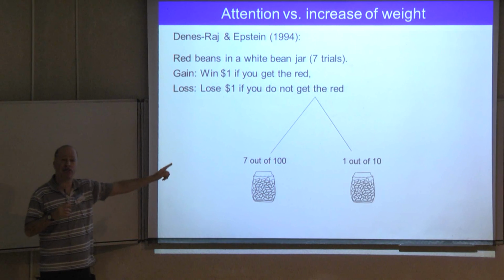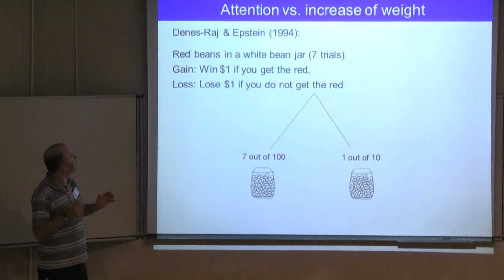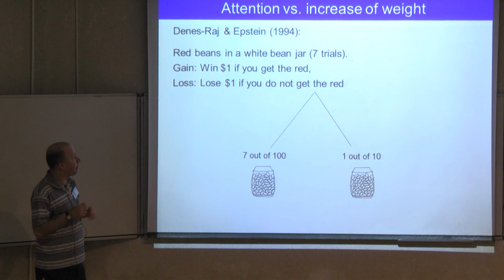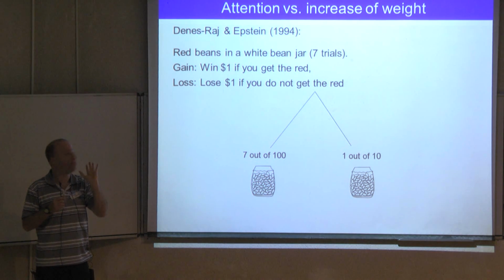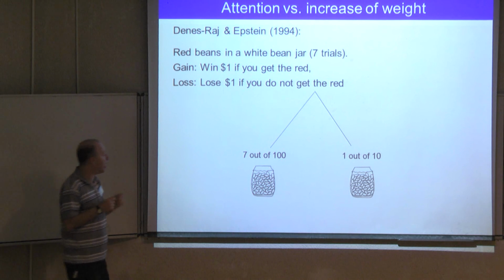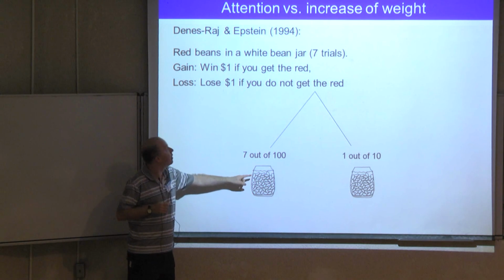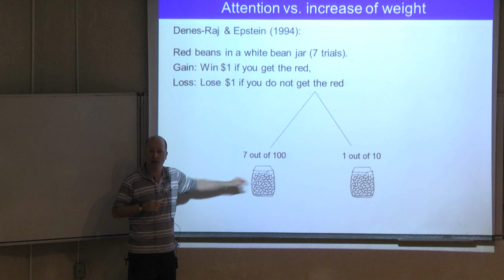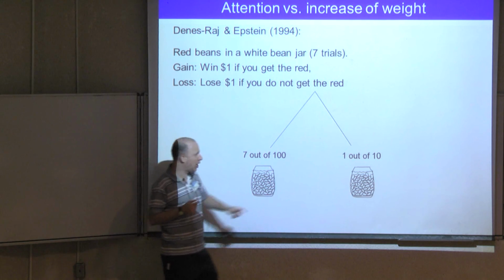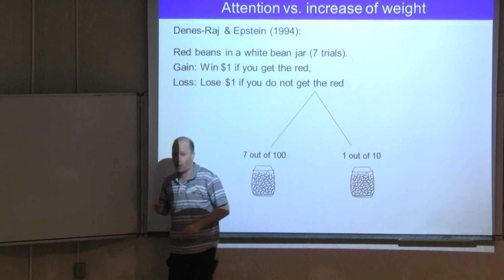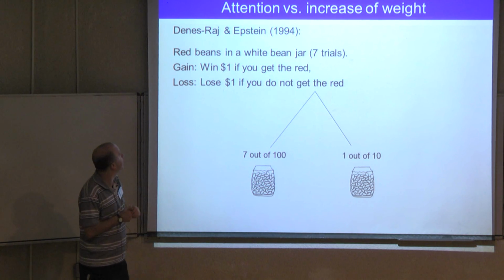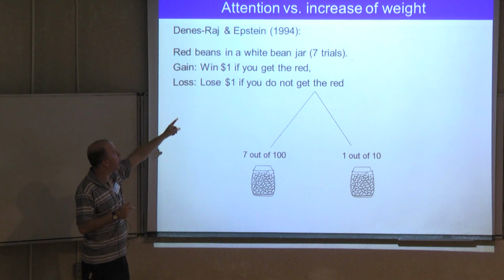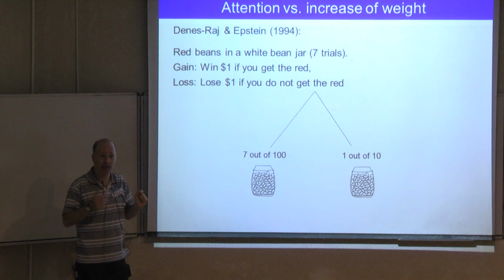Imagine that you have 2 jars, and they're full of candies, beans. They're full of red beans, but there are some white beans. And your goal is to pick out the white bean in the first condition. Now, in one jar, you know that there are 7 white beans out of 100. In the second jar, there is 1 white bean out of 10, right? And your goal is to pick out the white bean, right? Now, in the gain condition, you win $1 if you get the red, right? So what is the correct answer here?